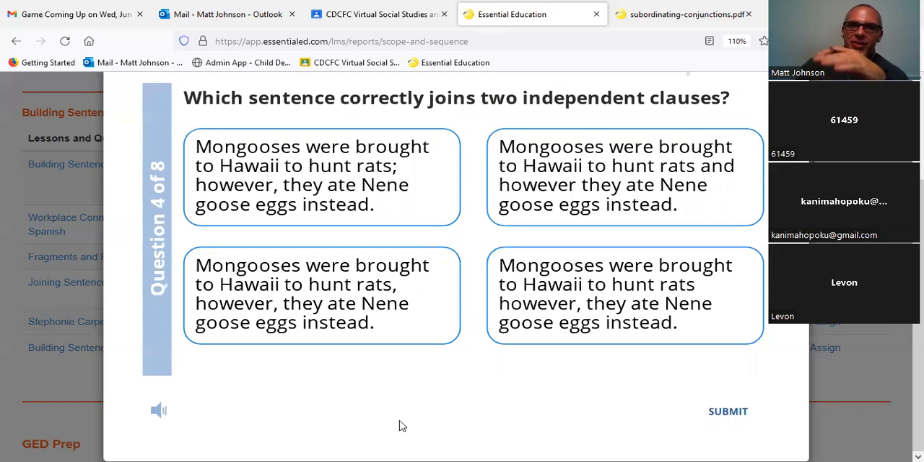Which sentence correctly joins two independent clauses, right? Continue with that idea. So what do we have in common in these sentences? That's something else to look for. Read through your answer choices. The commonality here is the word however, right? Every one of these sentences has the word however. They're actually the same sentence. No differences here. So we are definitely looking at a punctuation situation.